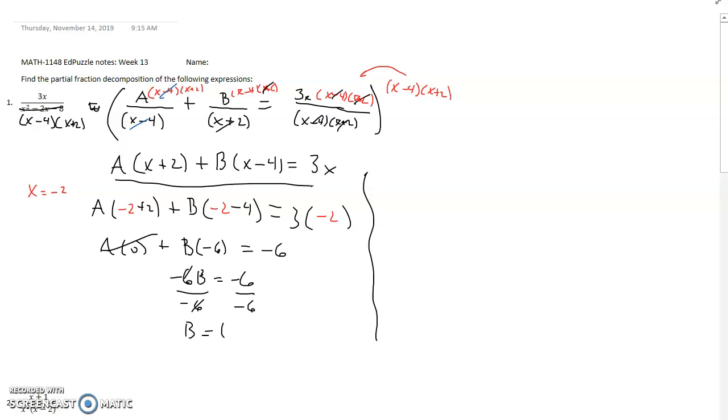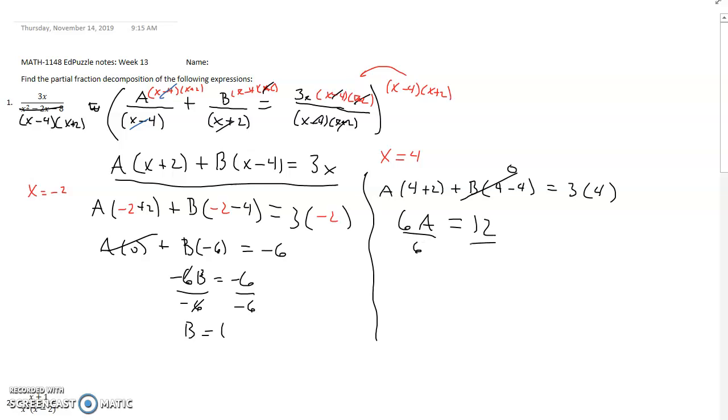Now let's take this thing right here that we have, and let's see, can we zero out the b term? So what value of x would give us a 0 here for b? That would be x equals 4. So now we're going to take the exact same thing that we had over here. So it's going to be a, and this time we're plugging in 4 for x. So a parentheses 4 plus 2 plus b parentheses 4 minus 4 equals 3 times 4. 4 plus 2 is 6, so we get 6a here. This 4 minus 4 is 0, and then that's going to cancel out. And 3 times 4 is 12.